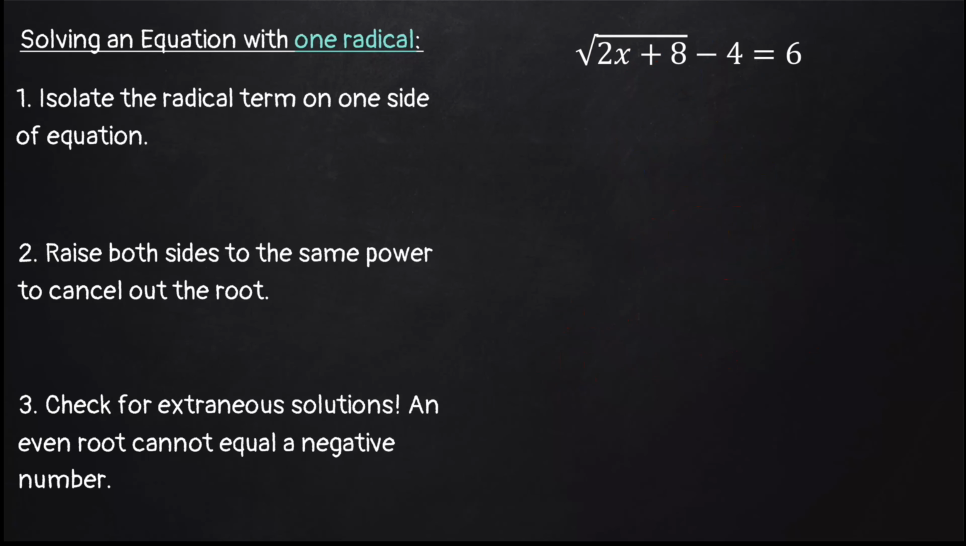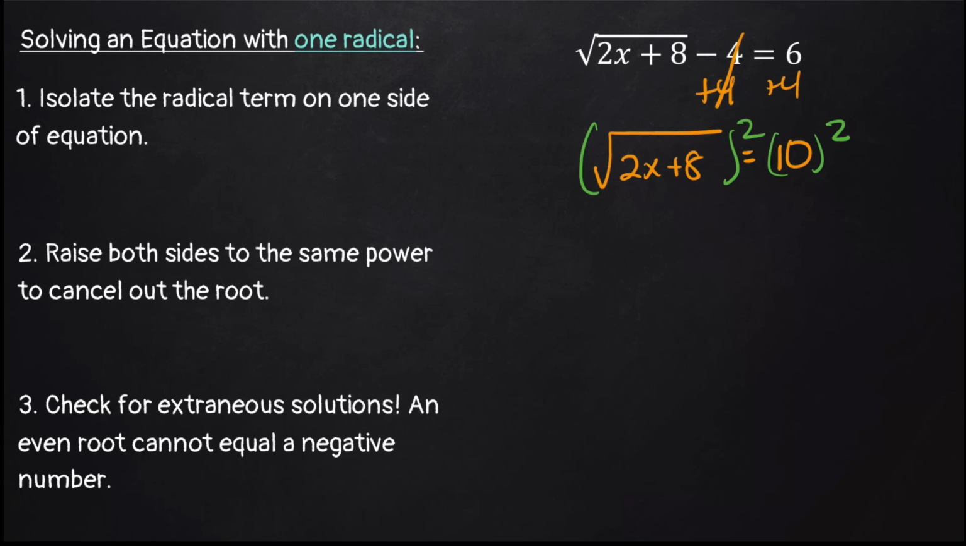All right, so in this question, we're going to go ahead and isolate our radical. So we are going to add 4 to both sides. You get the square root of 2x plus 8 is equal to 10. We are going to raise both sides to the power of 2. You get 2x plus 8 is equal to 100.